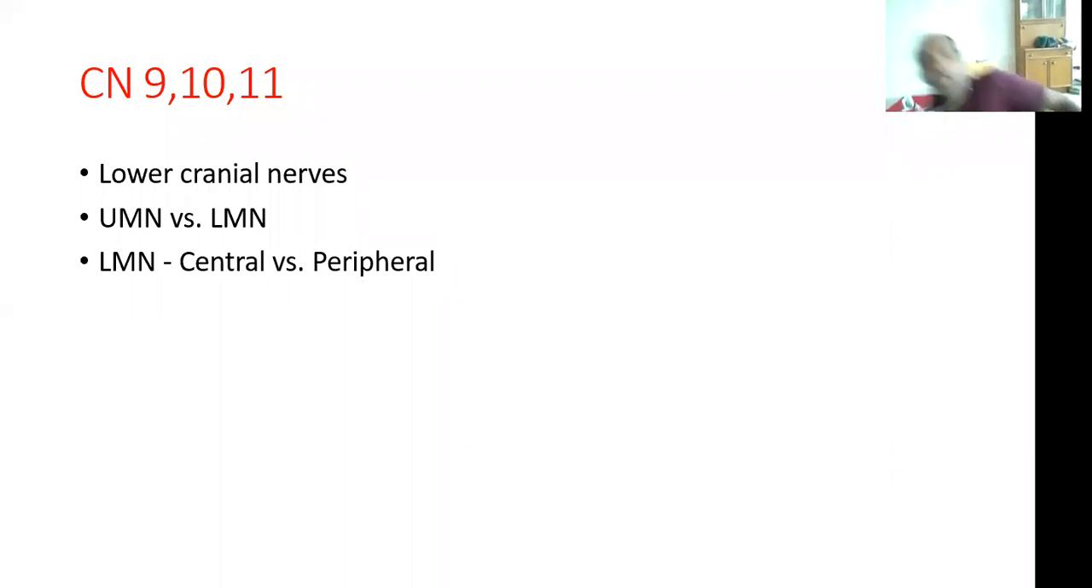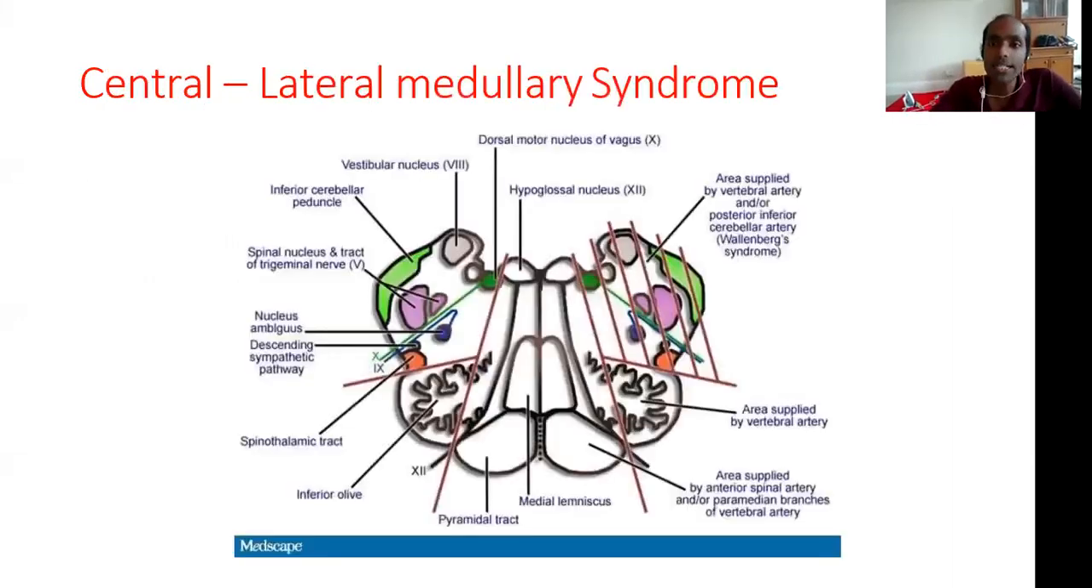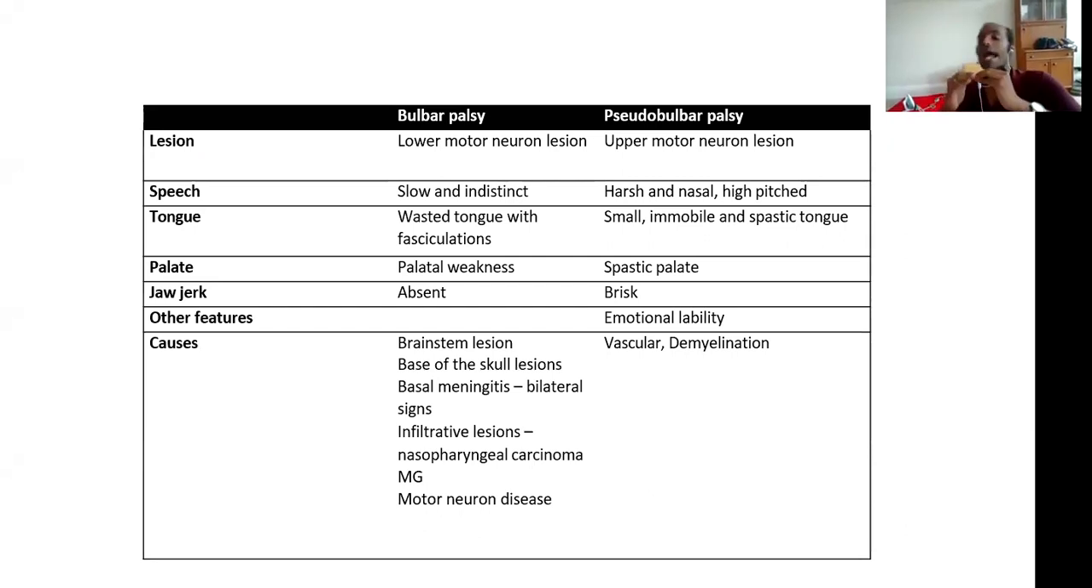Right. So remember, the lower cranial nerves, especially the 9th, 10th, and 12th cranial nerves, and to some extent the 11th cranial nerve, arise from the medulla. So medullary lesions, remember I told you all these cranial nerves can have an upper motor neuron component and a lower motor neuron component. If there is a lesion of the upper motor neurons leading to these cranial nerves, you get something called pseudobulbar palsy. And this is how you identify pseudobulbar palsy: a very nasal voice, a spastic tongue, spastic palate, and a brisk jaw reflex.